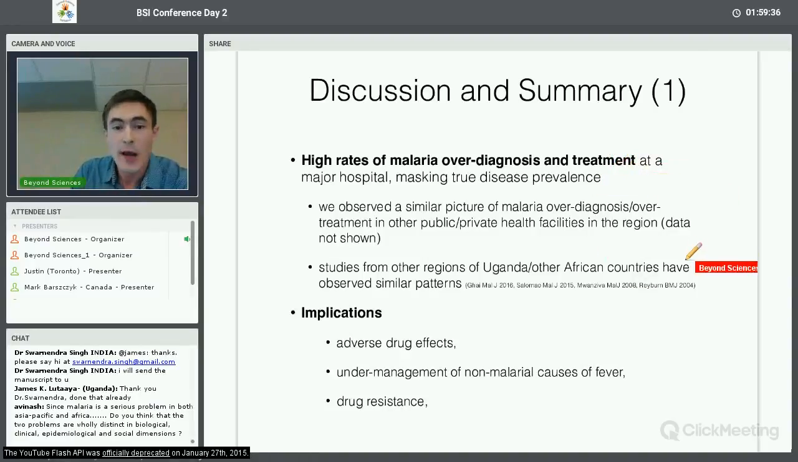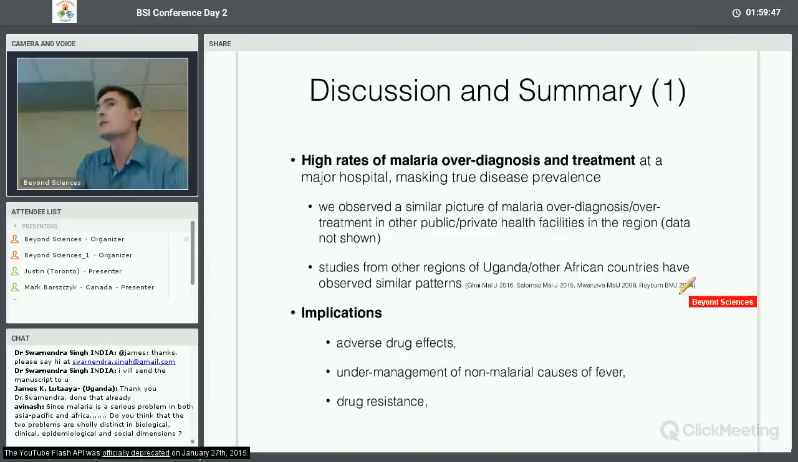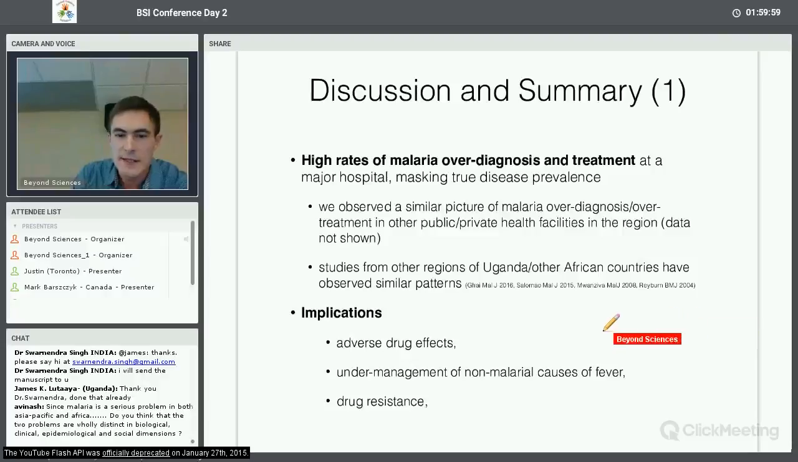But nevertheless, in this study, we found high rates of malaria overdiagnosis and treatment at the public health facility, which is a major referral hospital in the region. Similar findings are observed in other parts of Sub-Saharan Africa and other parts of the world. If you do a basic search of the literature, you will see findings from other groups in Uganda, but also other African countries, that also report overdiagnosis of malaria. A similar picture was also observed at other public health facilities in the same region, though I'm not talking about this here.